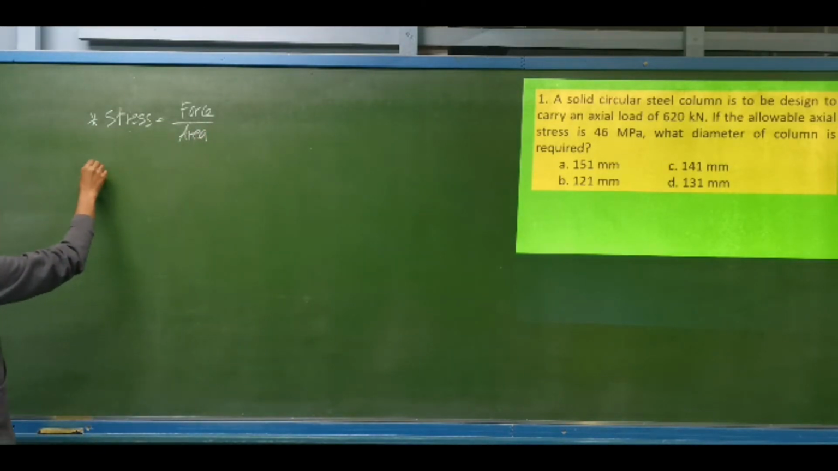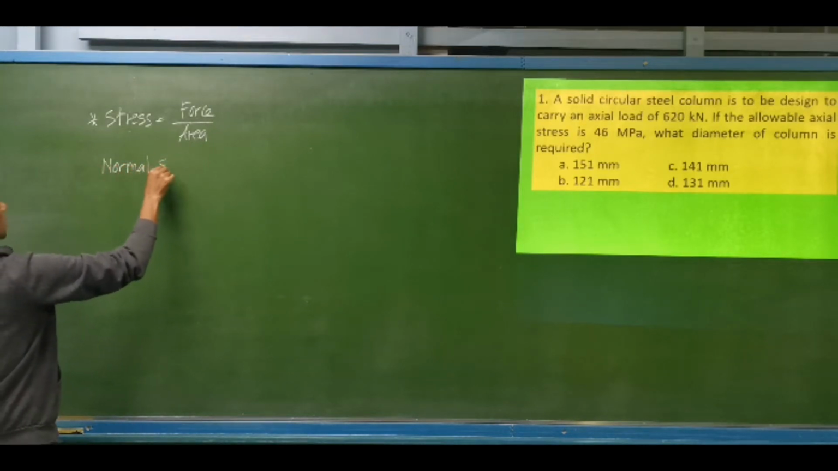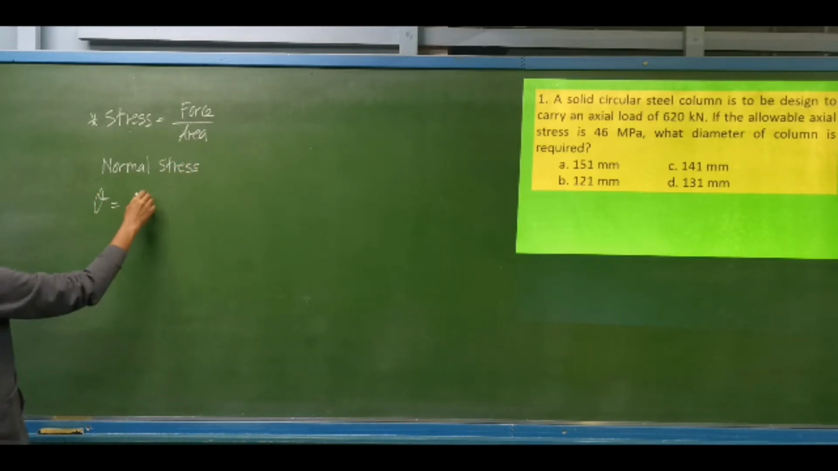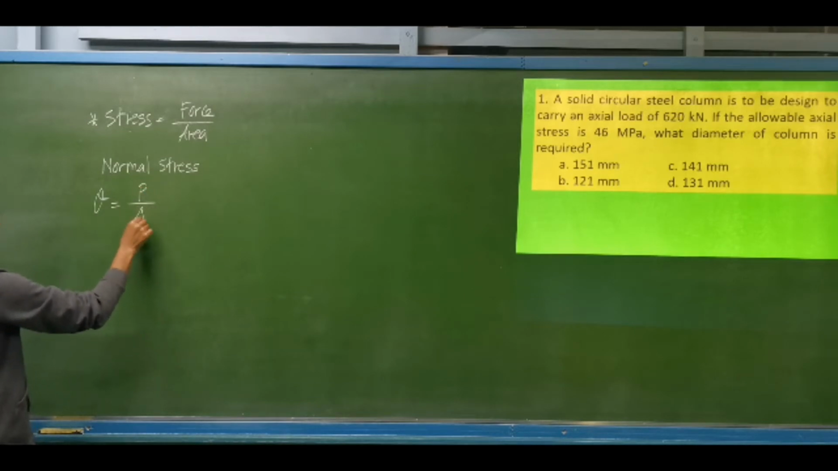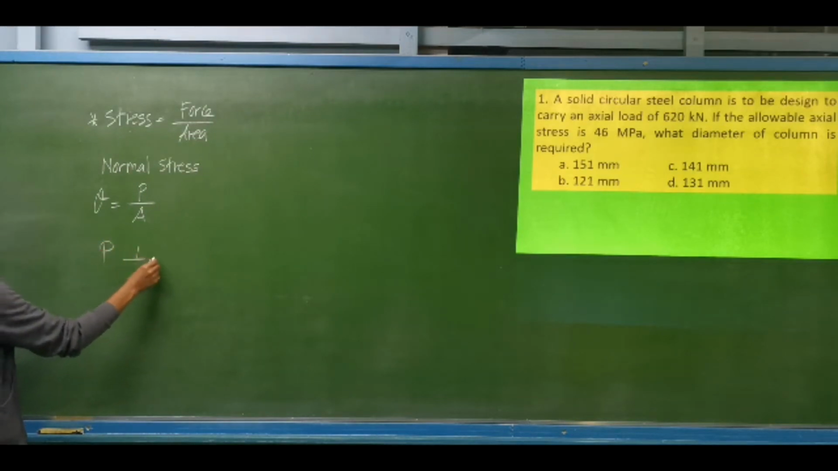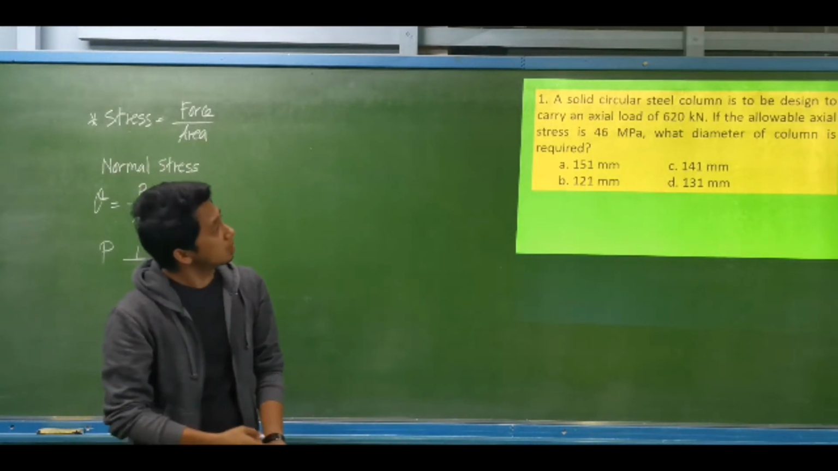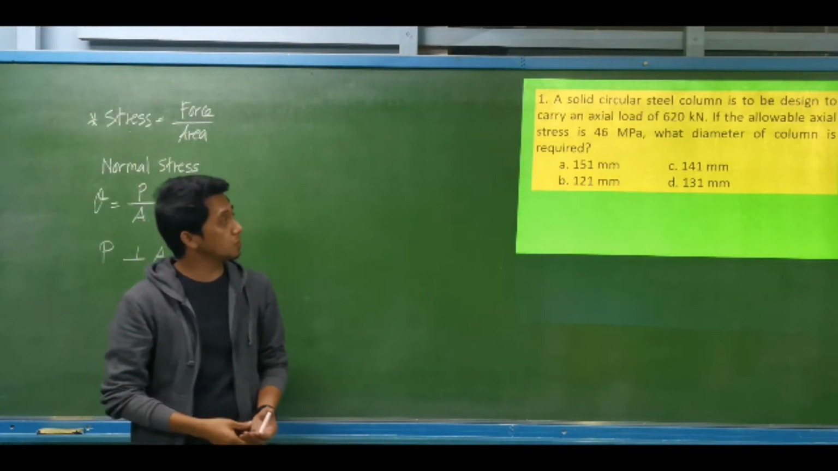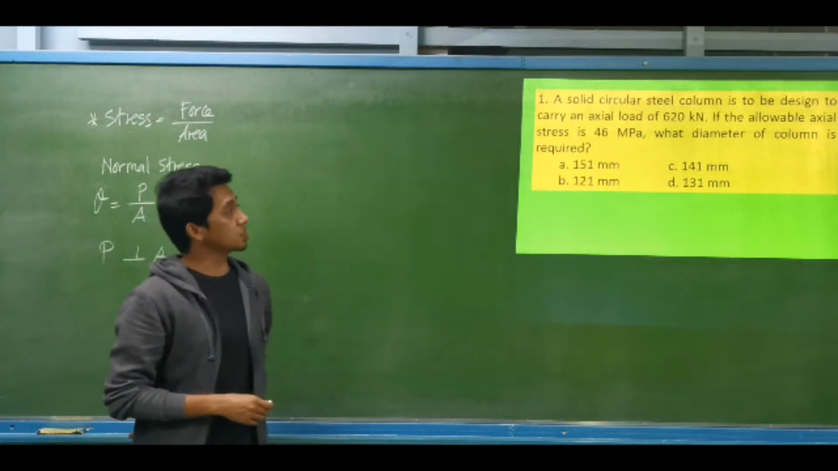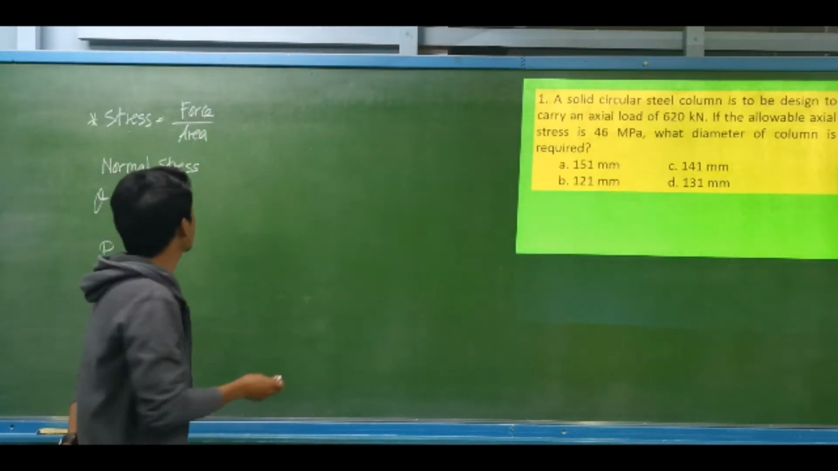Let us have first, let's say, the normal stress. Let us use sigma as the normal stress, equal to the applied force divided by the area. If we say normal stress, basically the applied force should be perpendicular to the area. Just like this example: a solid circular steel column is to be designed to carry an axial load of 620 kilonewtons. If the allowable axial stress is 46 megapascals, what diameter of column is required?